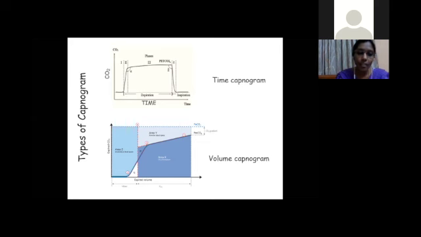Coming to the types of capnogram, what we have seen so far is the time capnogram. That is, we are plotting carbon dioxide against time, that is, what is the volume of carbon dioxide being exhaled at each point of time. In volume capnogram, the expired carbon dioxide is plotted against the total expired volume. The advantage of volume capnogram is that we can calculate the anatomical dead space and the alveolar dead space. The disadvantage is that it is cumbersome and we need a spirometer for doing this.